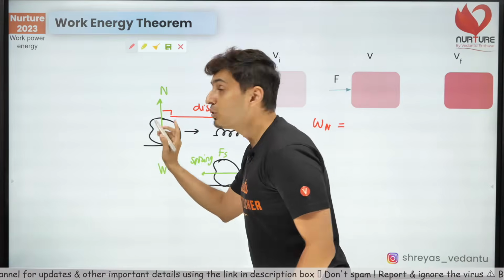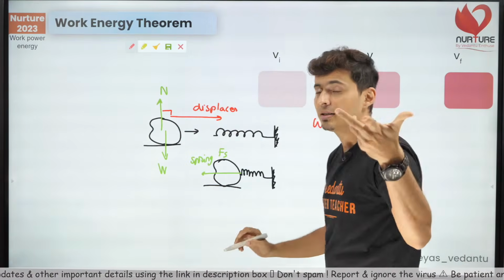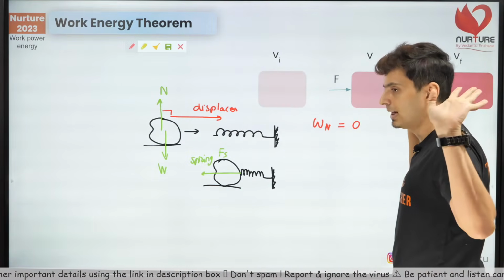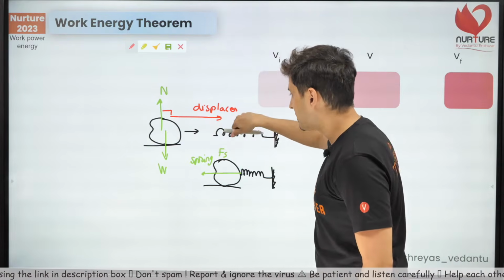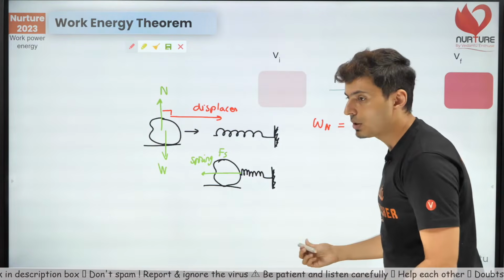Answer will be 0 because normal is perpendicular to the displacement. So work done by normal is 0. Okay, done. What is the work done by weight? Weight is down, displacement is here. So that is also 0.